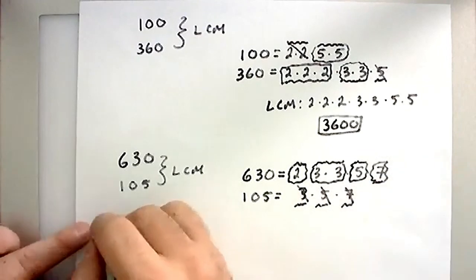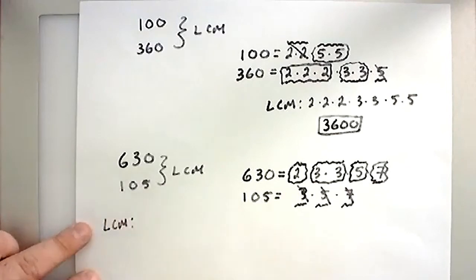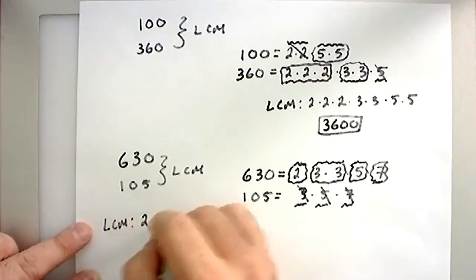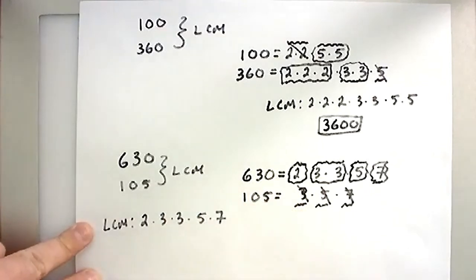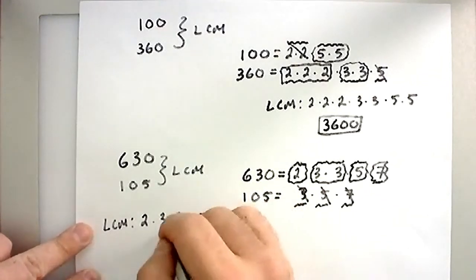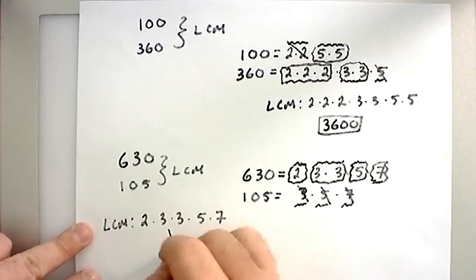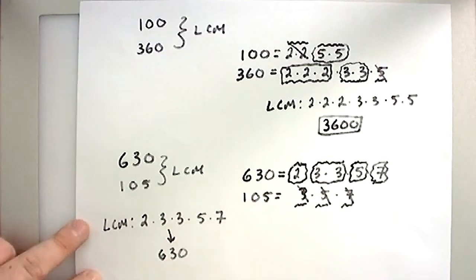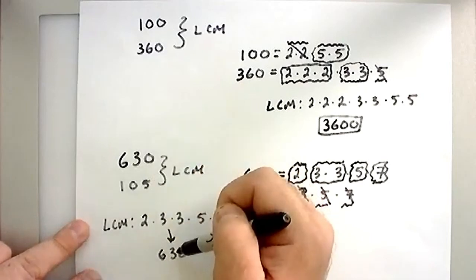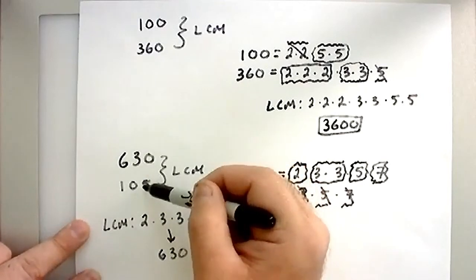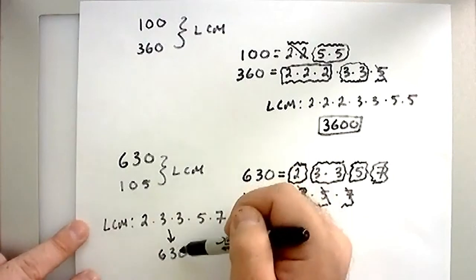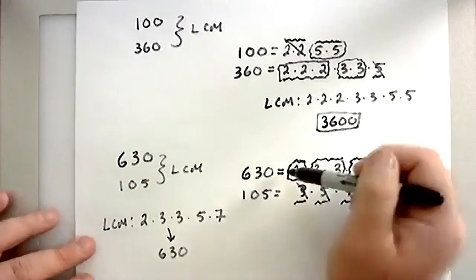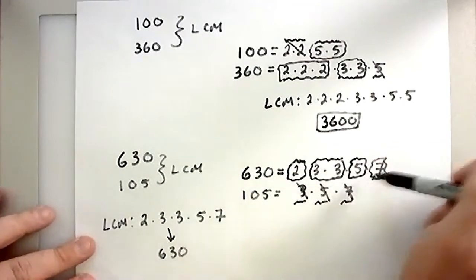So your LCM for 630 and 105 is 2 times 3 times 3 times 5 times 7, which is an okay way to leave the answer. And if you multiply it all out, you actually get 630, because 630 multiplies to make 630 times 1, and 105 multiplies to make 630. This is the least or the smallest number that they both can multiply to make. The way we found it was by comparing their primes and taking the largest.